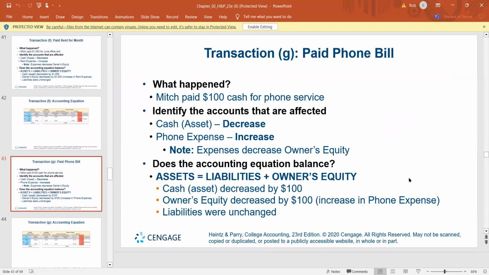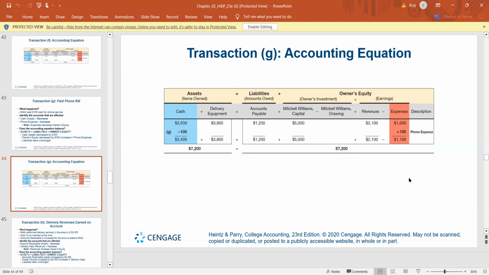Paid the phone bill. Got to do that. What happened? Mitch paid the phone bill. Well, that's an expense we keep track of in a folder called an account. Phone expense increases, cash decreases. So these expenses decrease owner's equity. Cash goes down by 100, and so does equity. So let's take a look at it. Assets go down 100, and expenses go up 100, which has the same effect of reducing owner's equity.